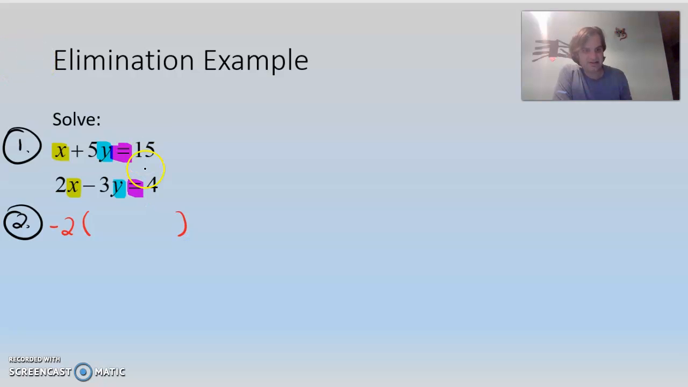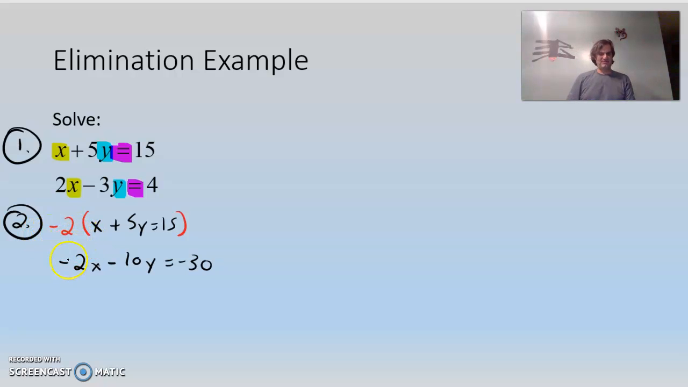So there we'll have negative 2 times the equation x plus 5y equals 15. And we'll distribute that through, to be negative 2x minus 10y equals negative 30. So there we have multiplied and we made it the same. Multiply by negative 2. But we're going to bring the other equation down to put with it. So we're going to write under it with everything lined up, 2x minus 3y equals 4.